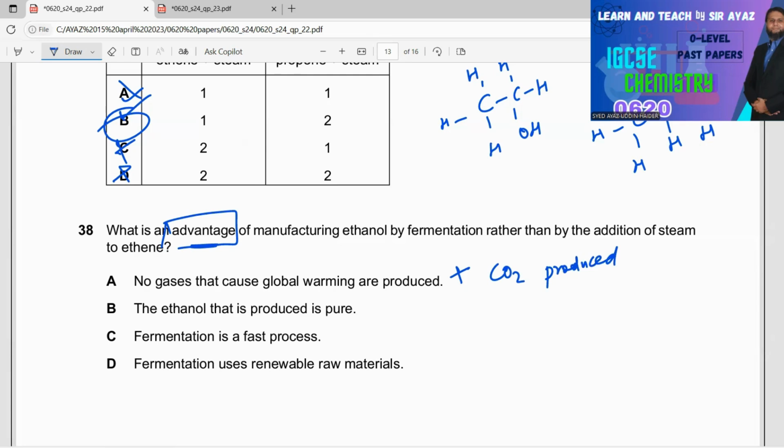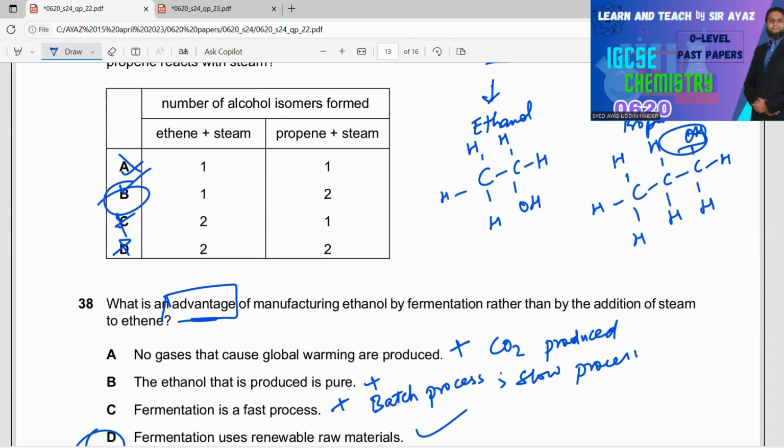B, the ethanol that is produced is pure. Ethanol produced is not pure because carbon dioxide is also produced, and ethanol is soluble in water, which has to be separated through fractional distillation. So this is also incorrect. C, fermentation is a fast process. This is not a fast process. This is a batch process. It will take time. It's a slow process. Obviously, choice D is the right one in this case. Fermentation uses renewable raw materials. This is the right choice.